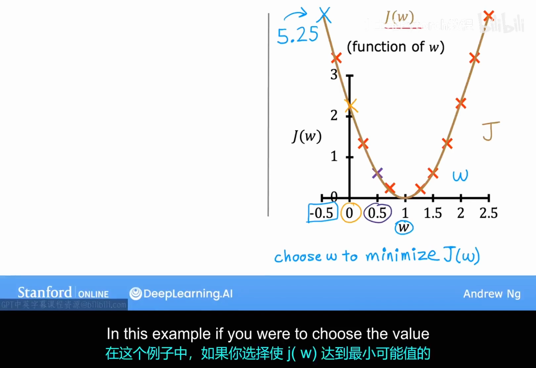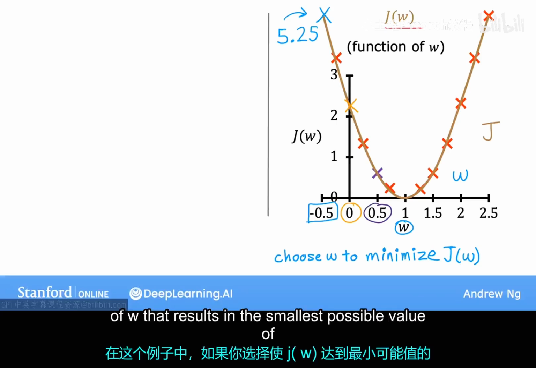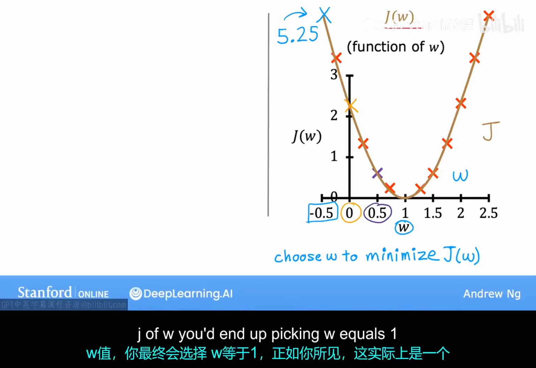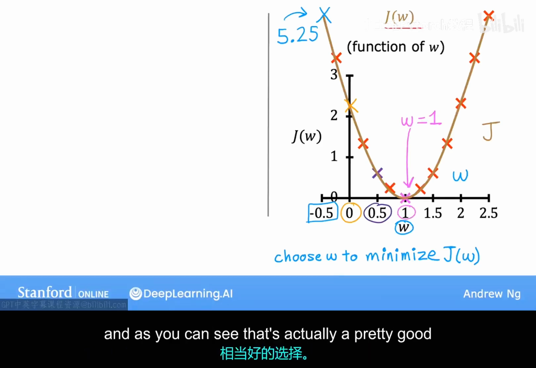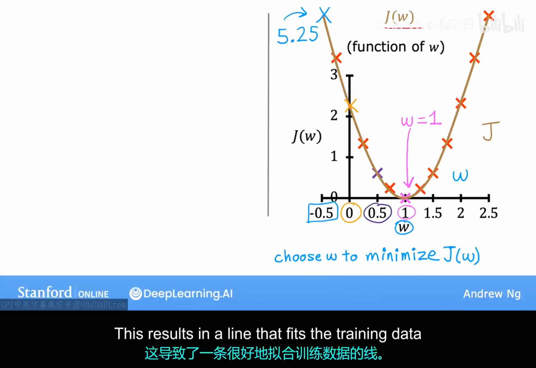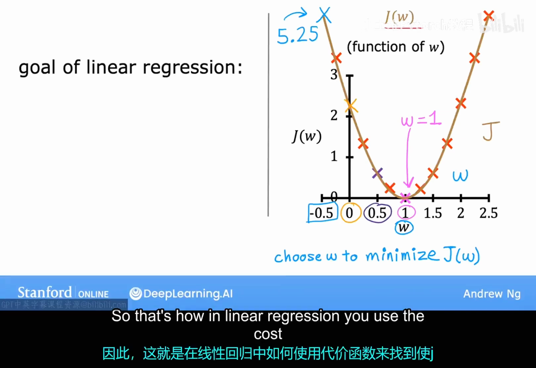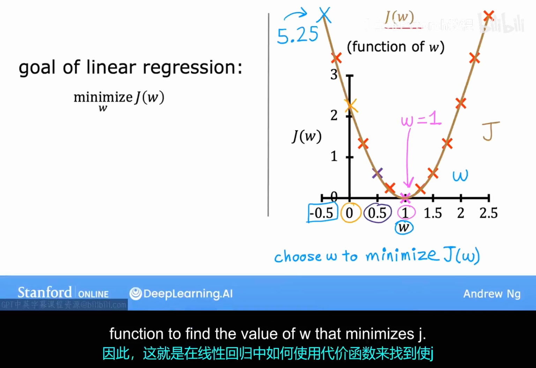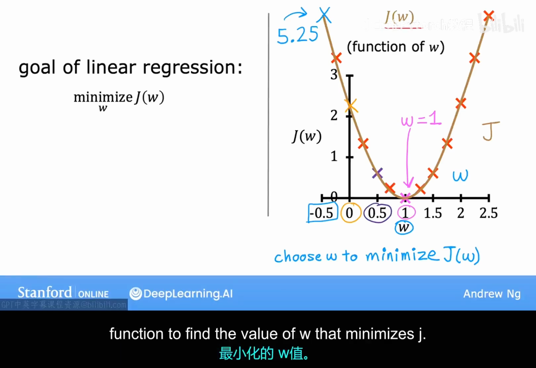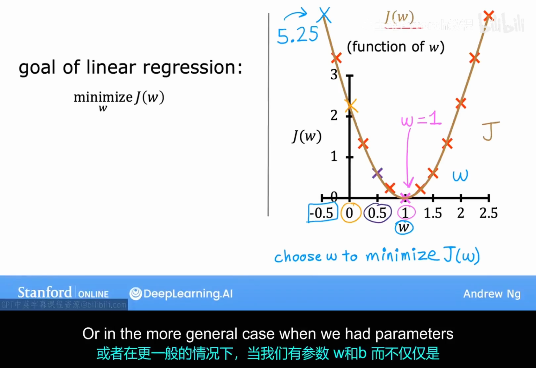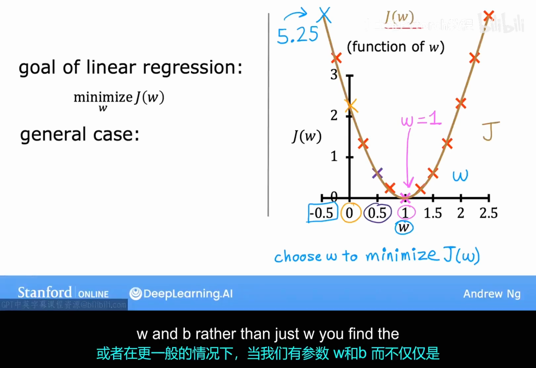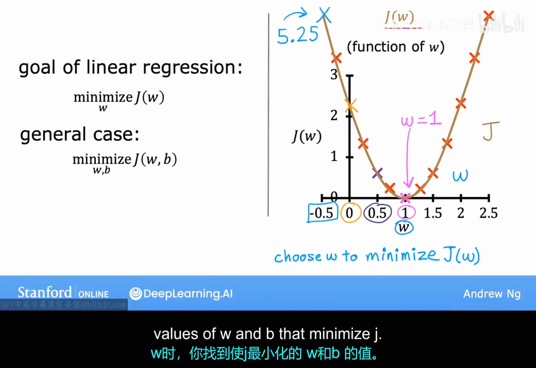In this example, if you were to choose the value of w that results in the smallest possible value of J of w, you'd end up picking w equals 1. And as you can see, that's actually a pretty good choice. This results in a line that fits the training data very well. So that's how, in linear regression, you use the cost function to find the value of w that minimizes J. Or in the more general case, when we had parameters w and b rather than just w, you find the values of w and b that minimize J.